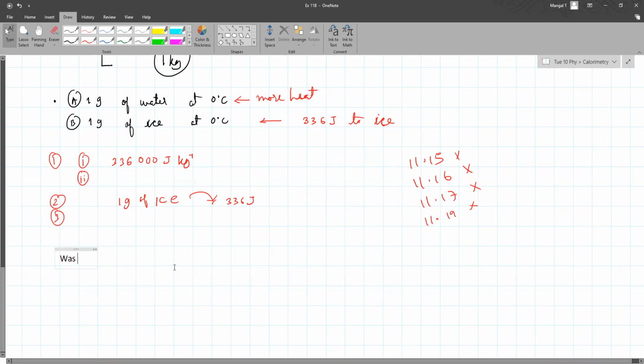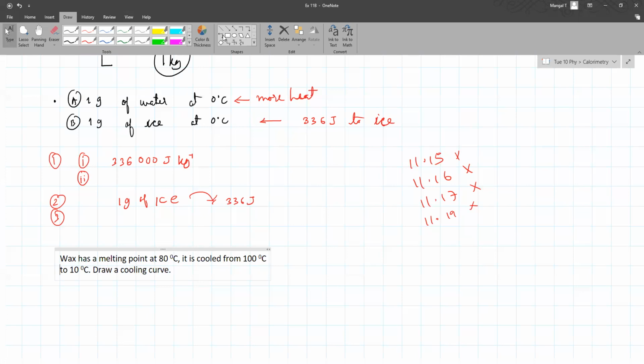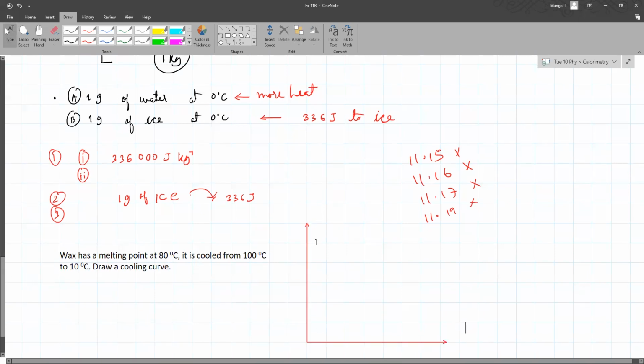wax has a melting point at 80 degrees Celsius. It is cooled from 100 degrees Celsius to 10 degrees Celsius. Draw a cooling curve. For this, suppose you have something like this and you make the markings. You start at 100. You can show this as 80 and this as 10.